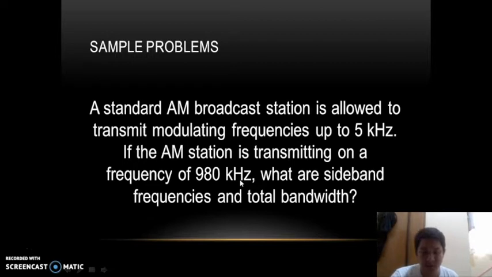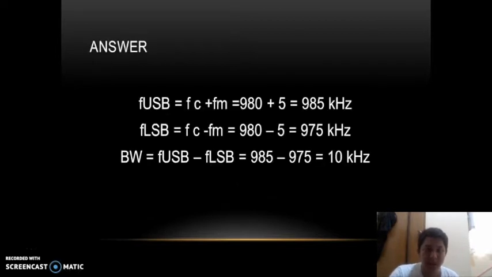So the solutions: the upper sideband would simply be the carrier frequency plus the modulating frequency, equal to 985 kHz, but the lower sideband would be the carrier frequency minus the modulating frequency, and it is equal to 975 kHz. While the bandwidth is equivalent to the upper sideband minus the lower sideband, and it would be equal to 10 kHz. Or we can also solve for the bandwidth as equal to 2 times the modulating frequency, and that would be 2 times 5, which is also equal to 10 kHz.